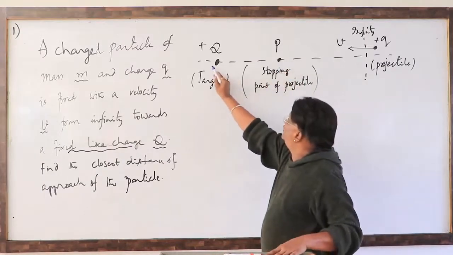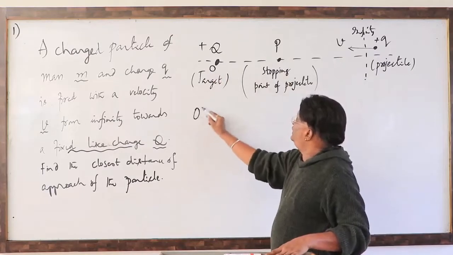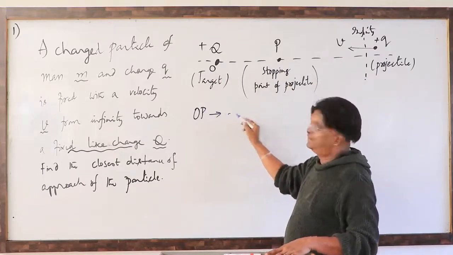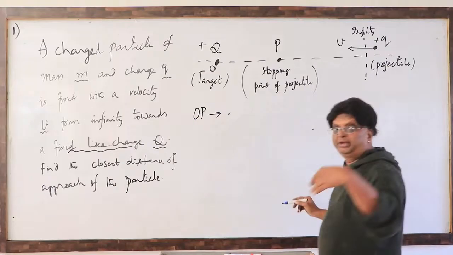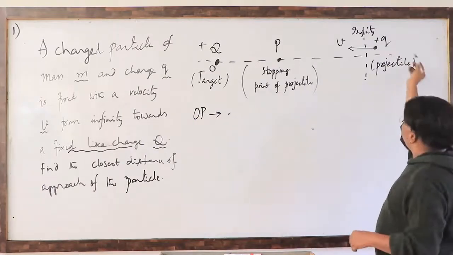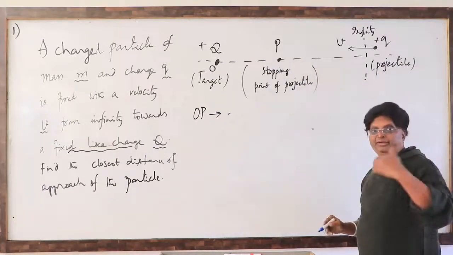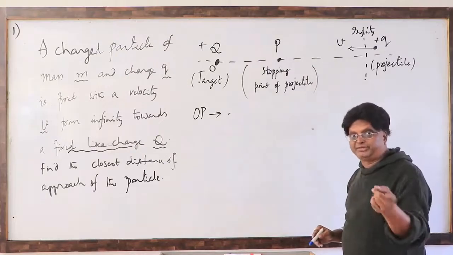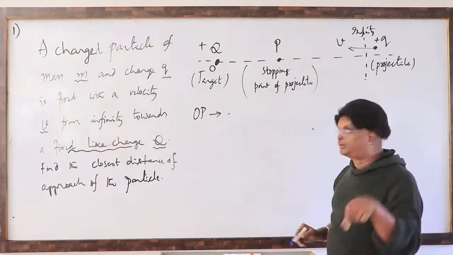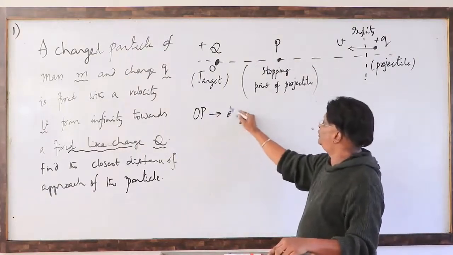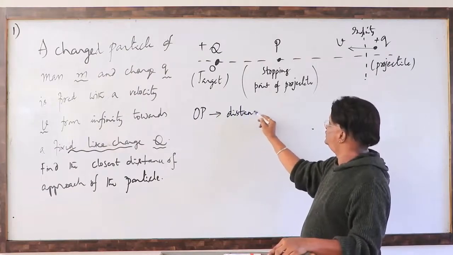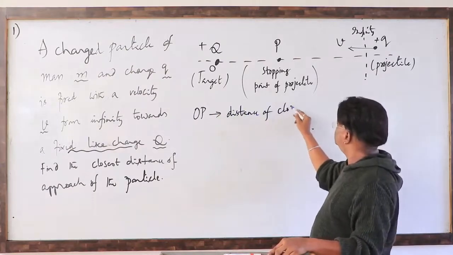If you call this O, OP is, of course, a stopping distance, which is different. It is not the starting distance. It is the distance of approach. Therefore OP is now called the distance of closest approach.